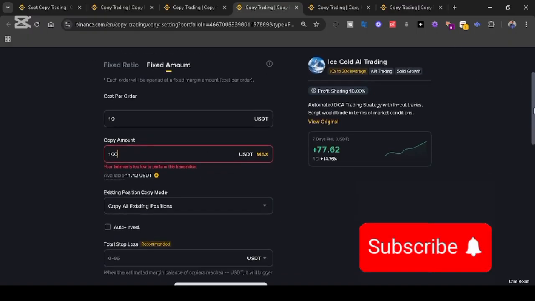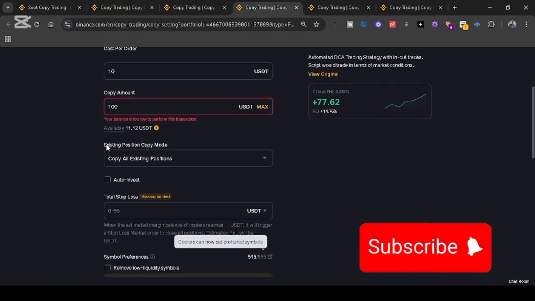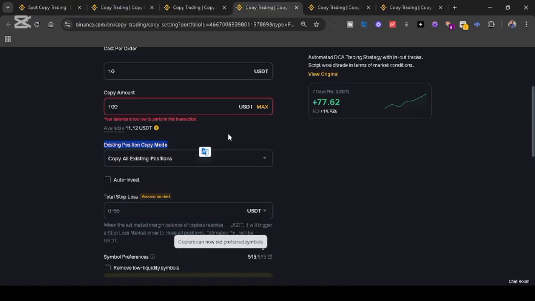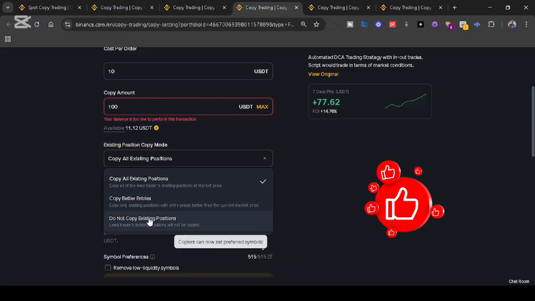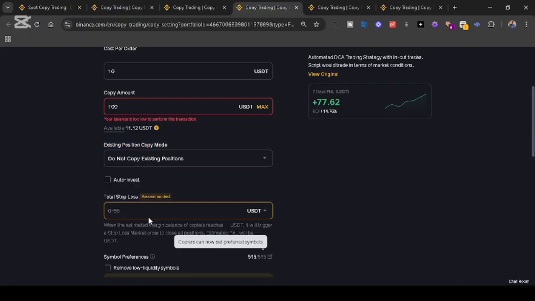So when I scroll down, the next thing you will be seeing is, do you want to copy existing positions? That means, let's assume the person we are copying now already has some trade that is going on, and you want to be part of the trade that is already going on. You don't want to wait for him to make another trade. You can leave it like this. But if you want to wait, you can simply click on it and choose do not copy existing position.